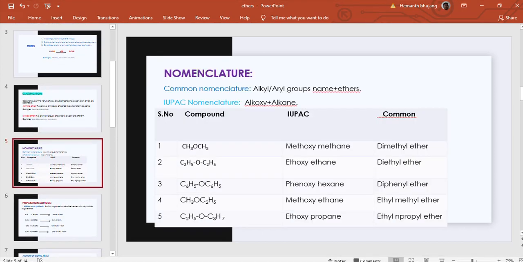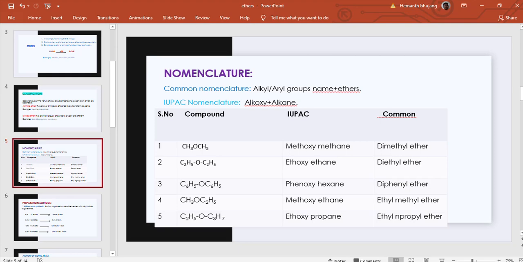Now after classification, let us discuss the nomenclature part. For naming every compound, we have two systems: the common nomenclature system and the IUPAC nomenclature system. So how to name ethers in common nomenclature? Generally, ethers are named as alkyl or aryl group names, and to that the word ether is added.